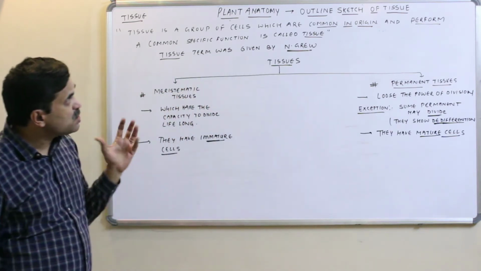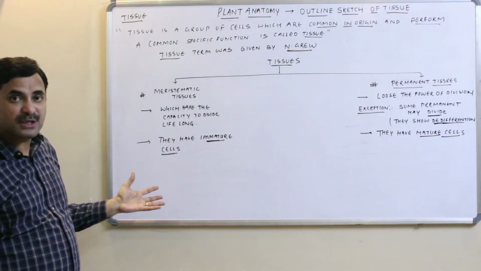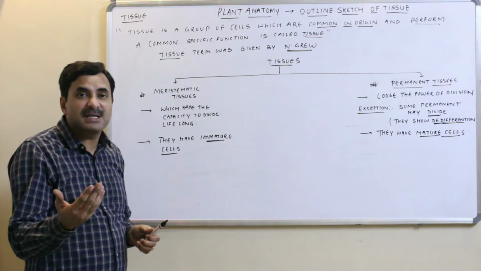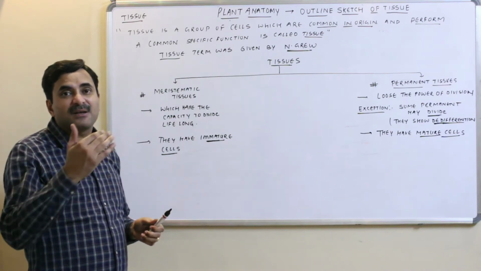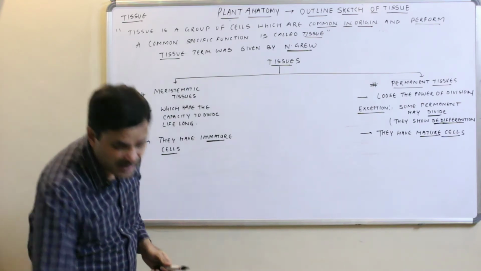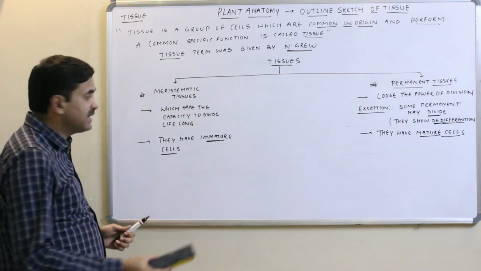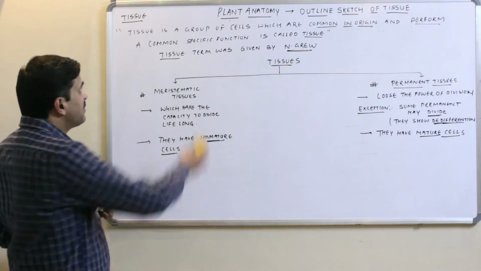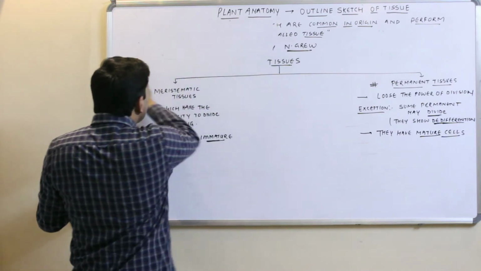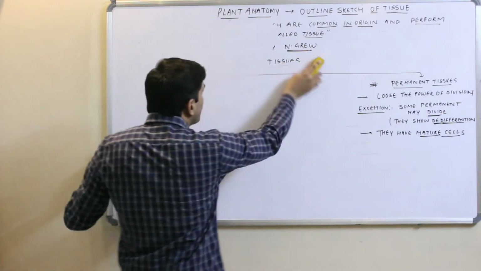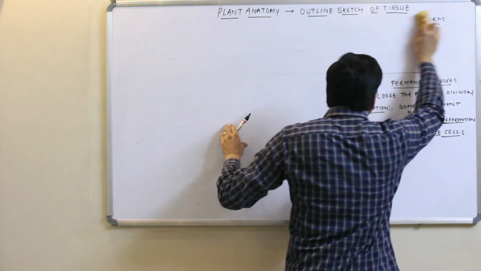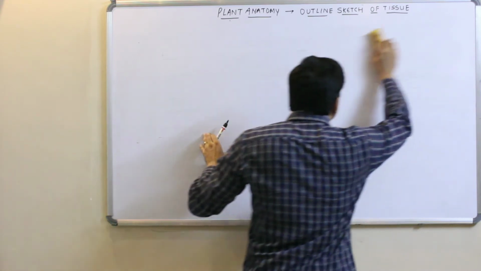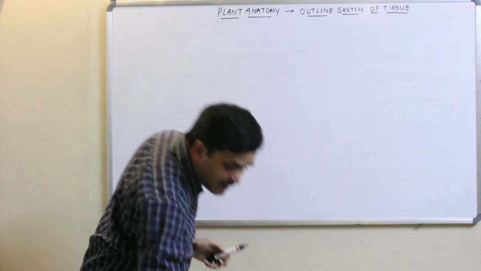Alright. Now let's talk about the outline sketch of the tissue, so that in the forthcoming videos it will become easier to understand what types of tissues we have to study. So let's have a look at the outline sketch. Alright, it is clear tissues are of two types, meristematic tissue and permanent tissue. Now we will see how the tissues are classified.